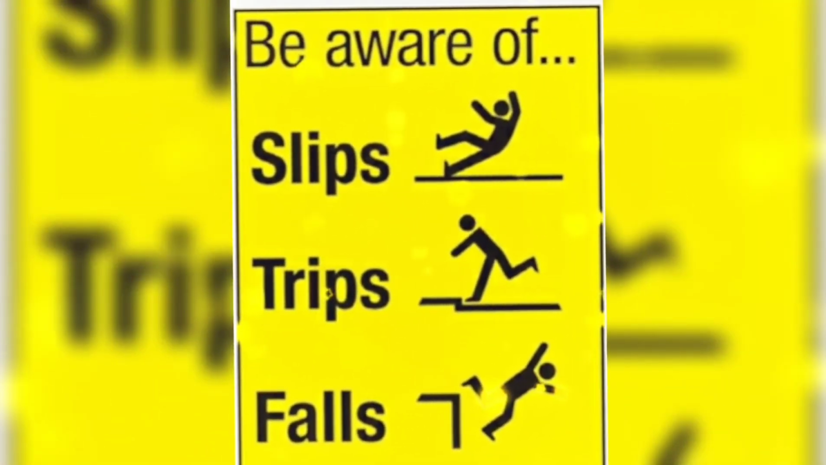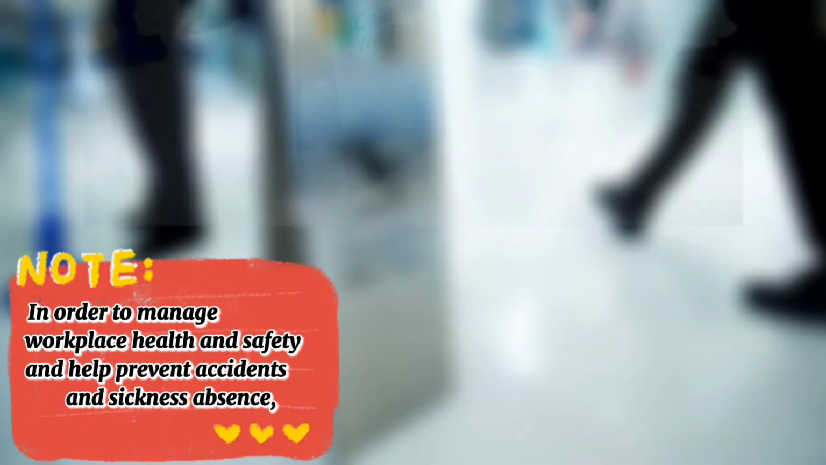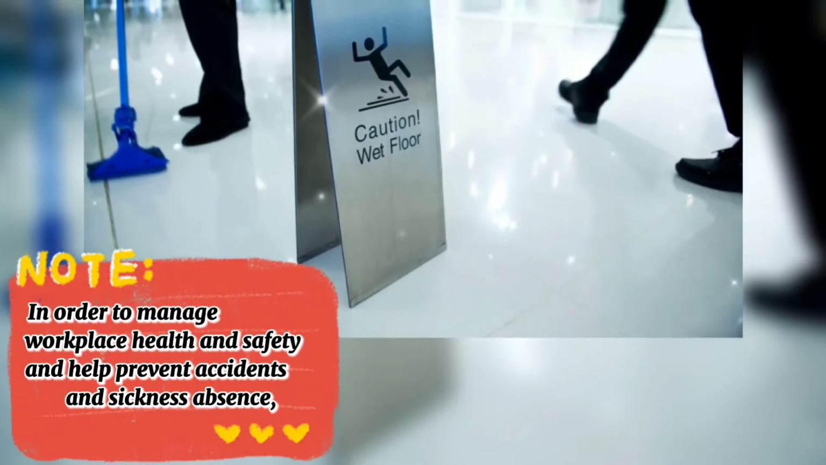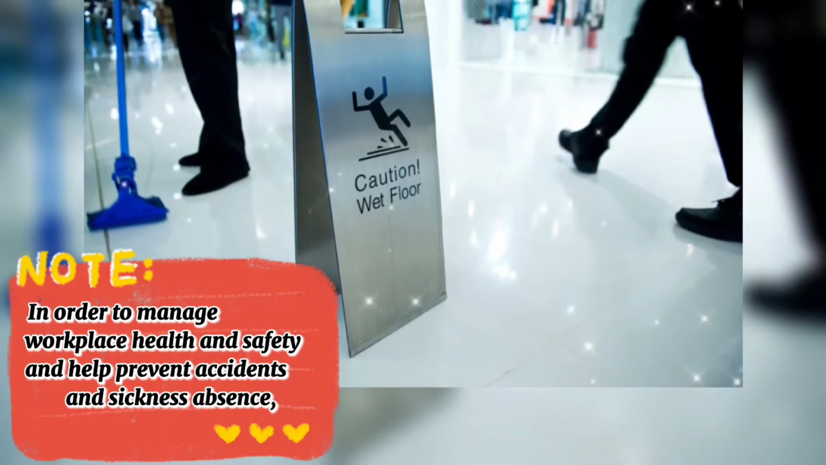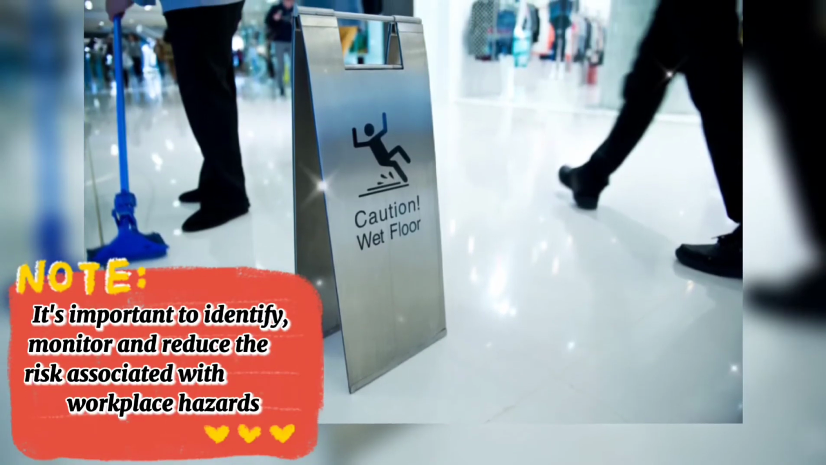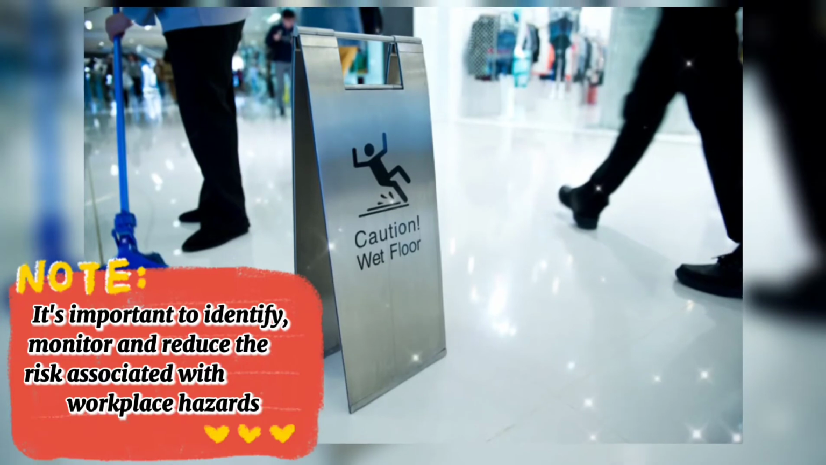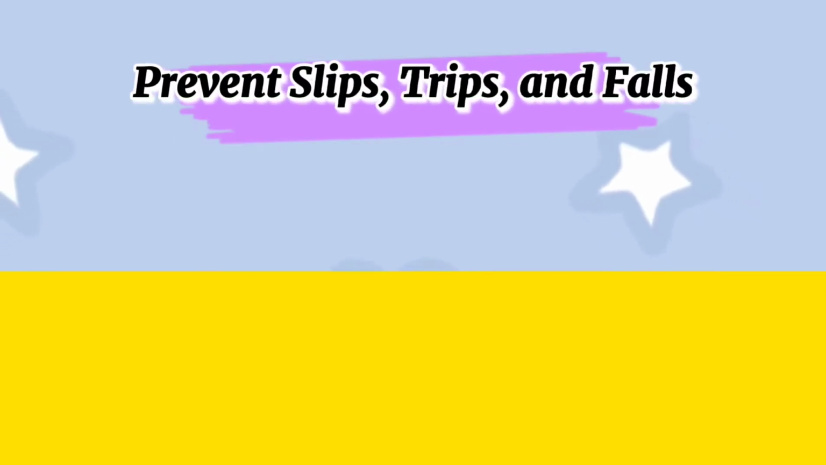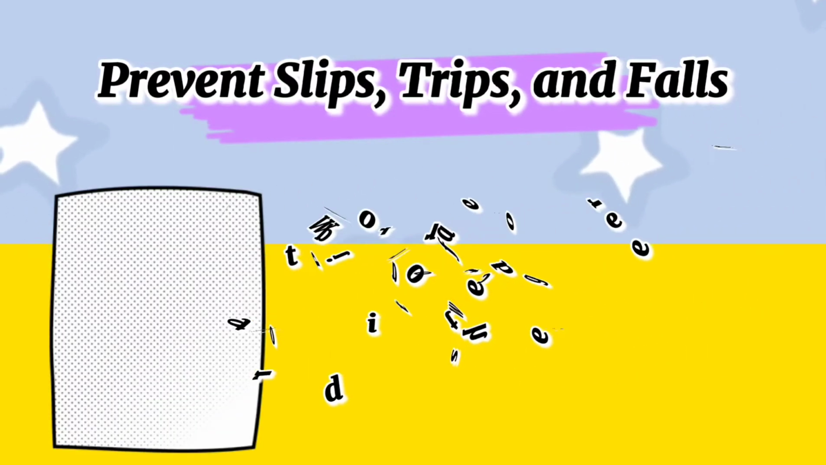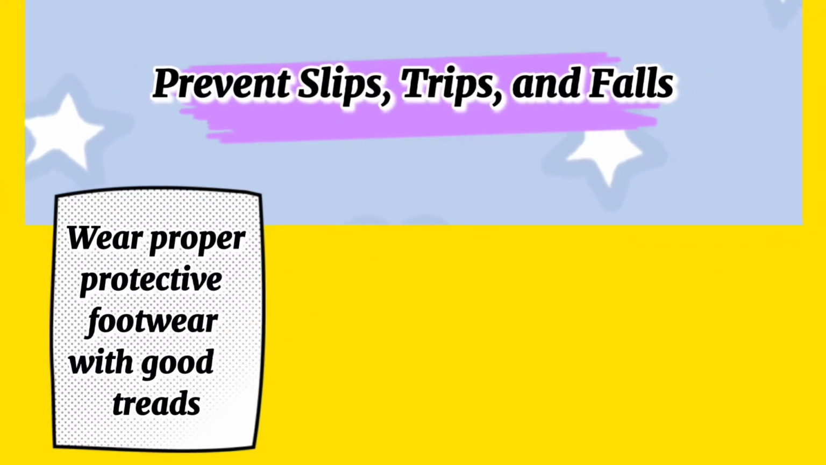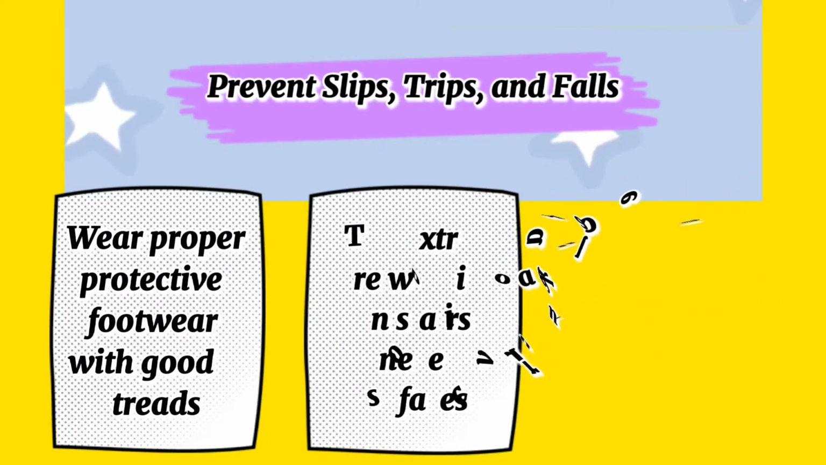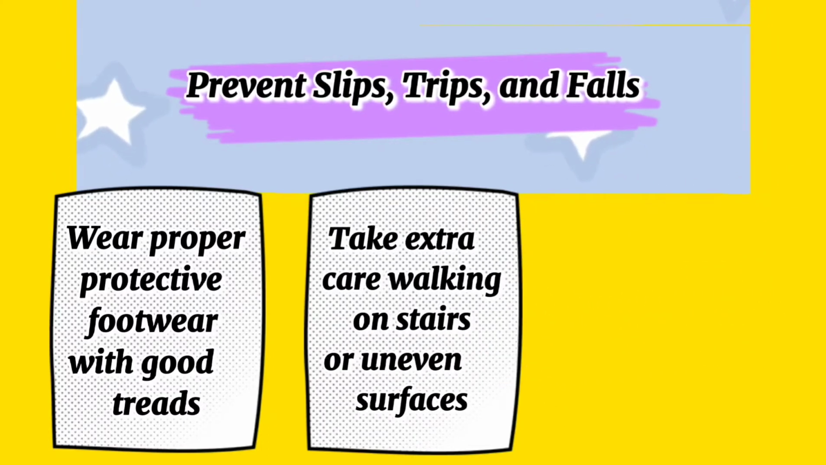Be aware of slips, trips, and falls. In order to manage workplace health and safety and help prevent accident and sickness absence, it's important to identify, monitor, and reduce the risks associated with workplace hazard. How to prevent slips, trips, and falls. You need to wear proper protective footwear with good treads. Take extra care walking on stairs or uneven surfaces.